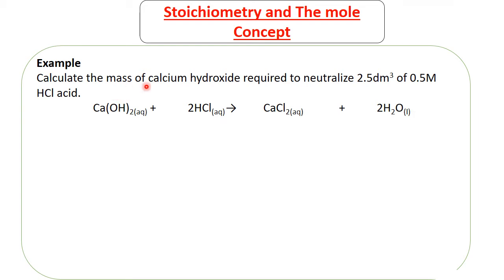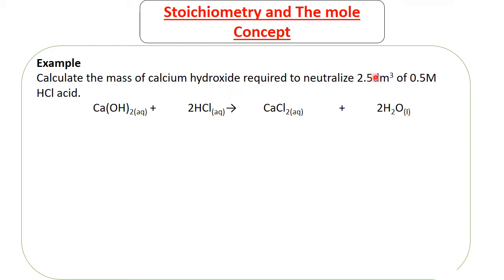So the question is, calculate the mass of calcium hydroxide that is needed to neutralize 2.5 decimeter cubed of 0.5 moles per decimeter cubed of hydrochloric acid. So how can we know the mass? So simple. This is what we learned. It's just that the number of moles of hydrochloric acid that participate in this reaction has been written in a different way.